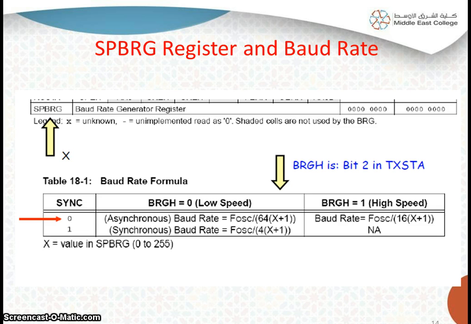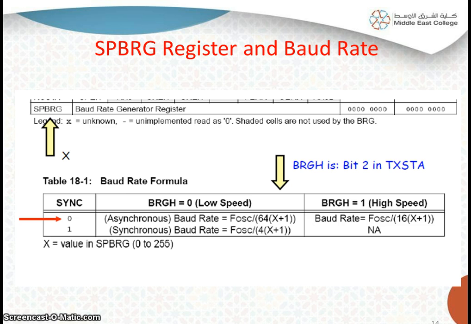So this bit, SYNC, can be a 0 or 1 for choosing synchronous or asynchronous. In the case of asynchronous mode, when low speed communication is selected by setting BRGH equal to 0, then the baud rate will be FOSC divided by 64 into x plus 1, where FOSC is the crystal frequency. And when BRGH is 1, that is high speed communication, then the baud rate will be FOSC divided by 16 into x plus 1.